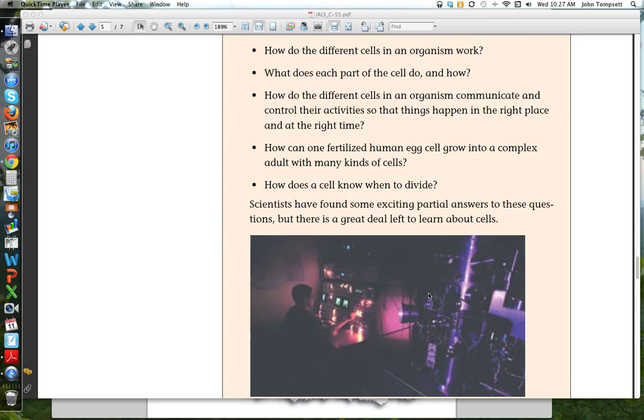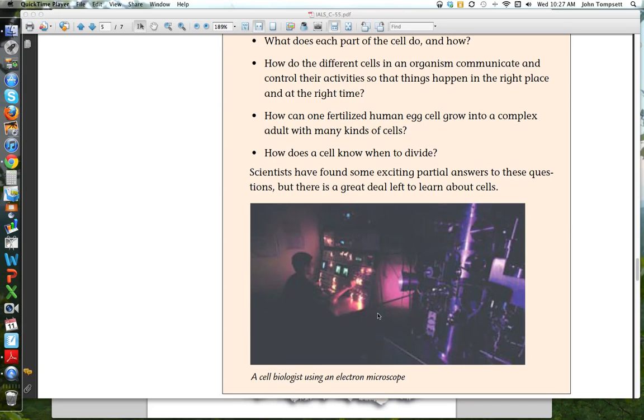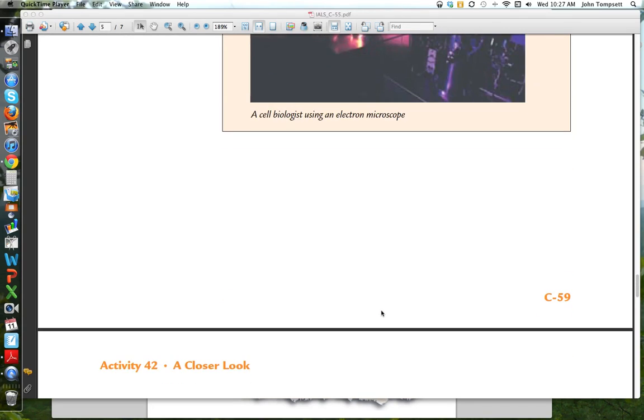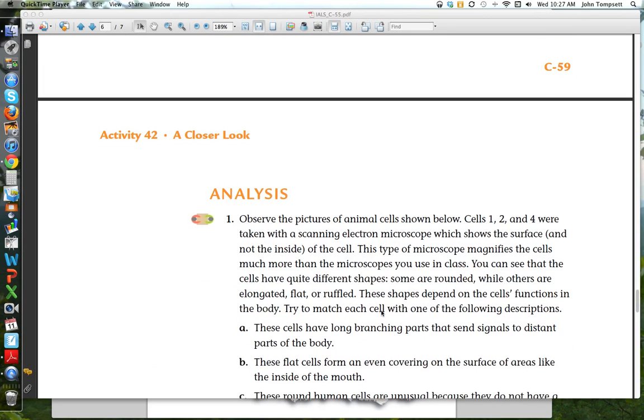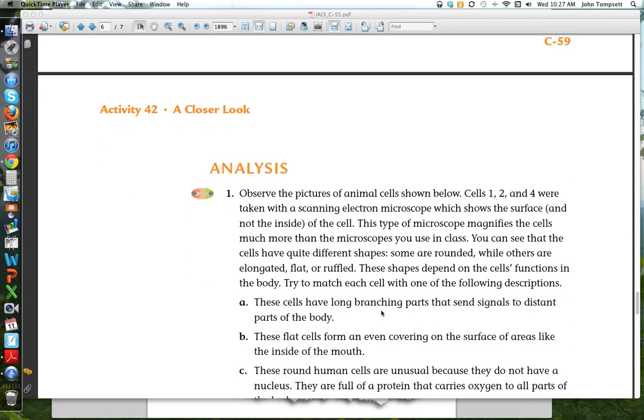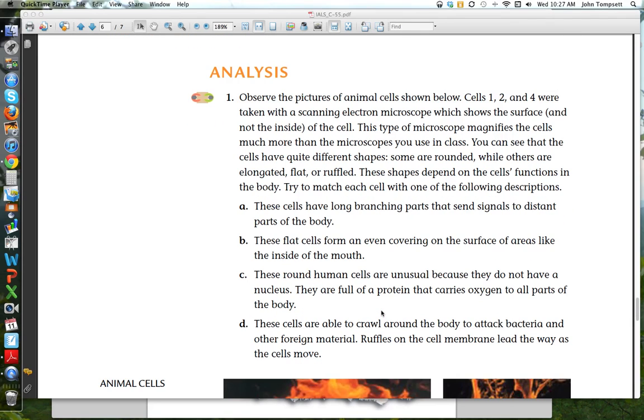Scientists have found some exciting partial answers to these questions, but there is a great deal left to learn about cells. The caption underneath this picture says a cell biologist using an electron microscope. So here are some analysis questions. On page C60, your teacher will tell you which of these you may have to do.